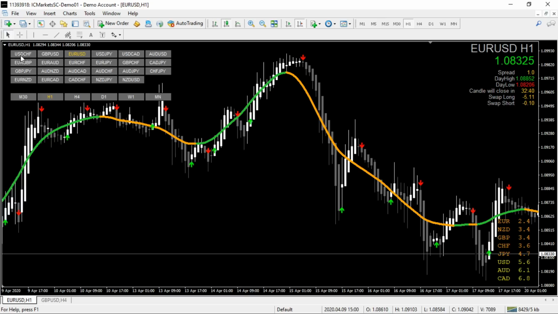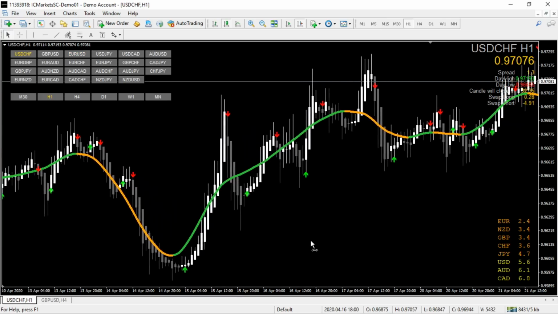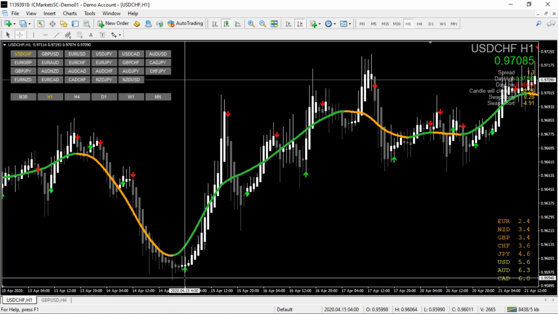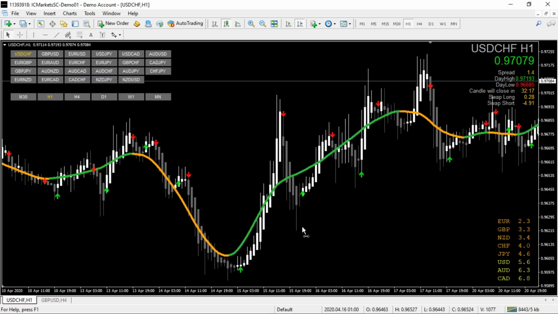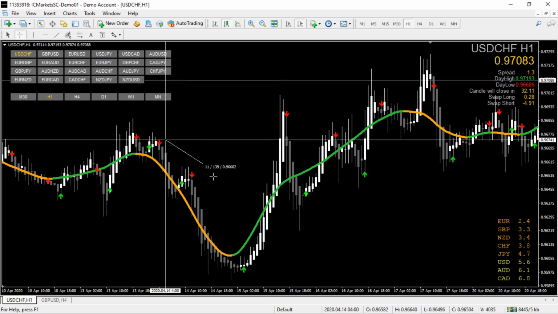So let's move on to USD CHF. So here you can see a clear upward trend, and if you enter a buy trade here, then you can easily collect closer to 90 pips from this trade. Similarly, if you enter a sell trade here, you can collect closer to 60 pips.